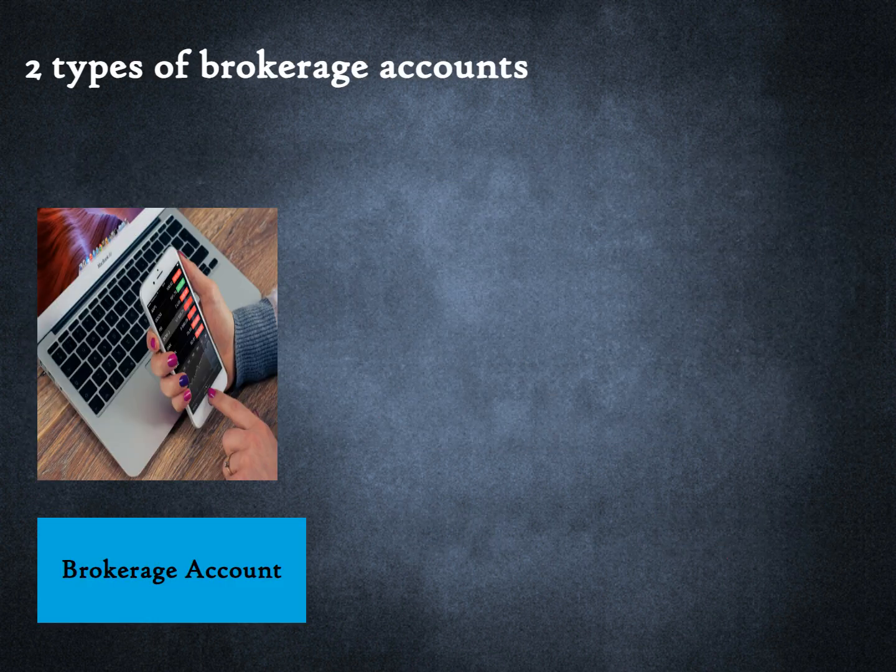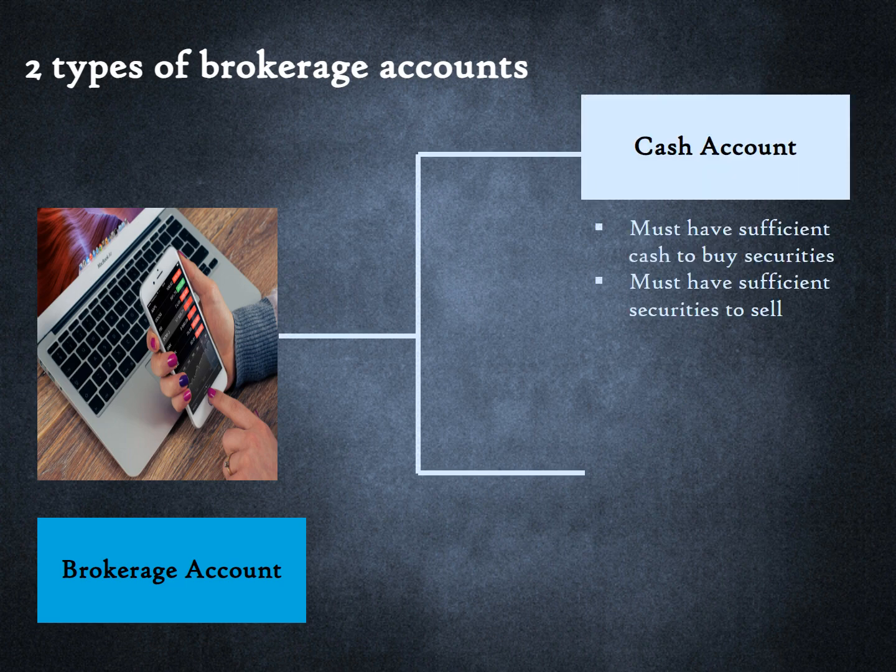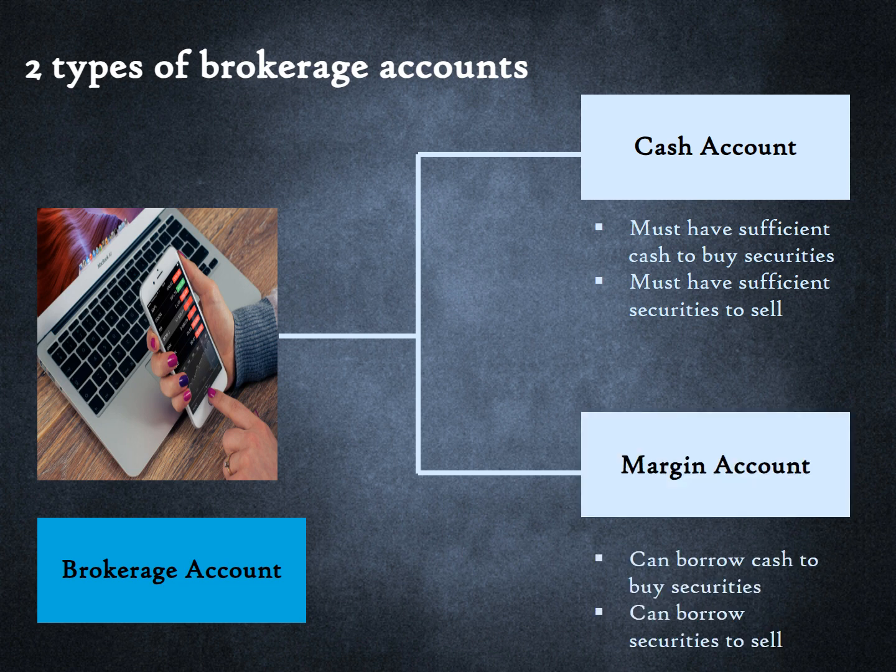Brokerage accounts are of two types. Cash accounts are accounts where an investor must have sufficient funds to purchase securities. Additionally, the investor cannot sell securities she does not own. In a margin account both are permitted. Historically, broker-dealers have offered margin accounts to high net worth and institutional investors. But fintech brokerage firms opened up margin accounts to retail investors. We will learn about margin lending shortly.